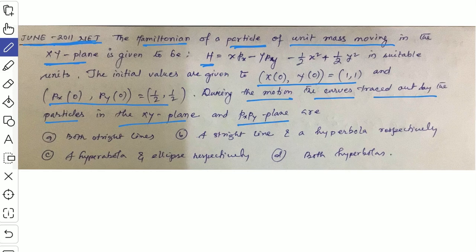Here, as this particle is moving in the x and y plane, first we will find the relation between x and y, and then the relation between px and py. For that purpose, let me write the given Hamiltonian first. Here the Hamiltonian is H = x px minus y py minus x square by 2 minus y square by 2.